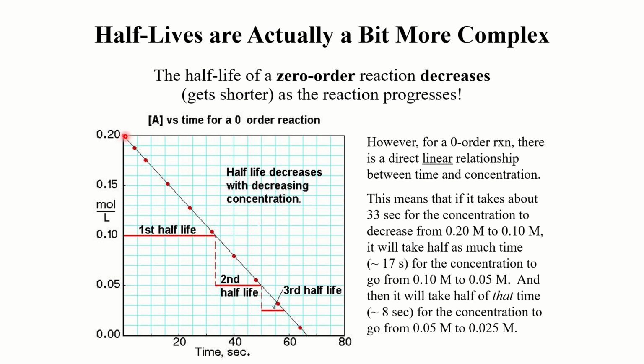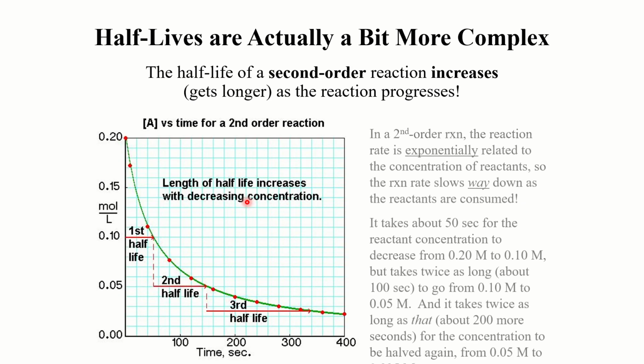And eventually, this reaction would rapidly decrease to a concentration of 0. So with a zero order reaction, the concentration will actually go down to 0 because the reaction rate is not dependent on the reactant concentration. So the half-life here actually decreases. The half-life is not constant for a zero order reaction like it is for a first order reaction.